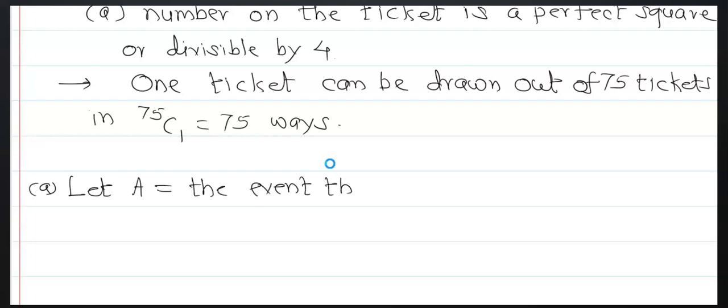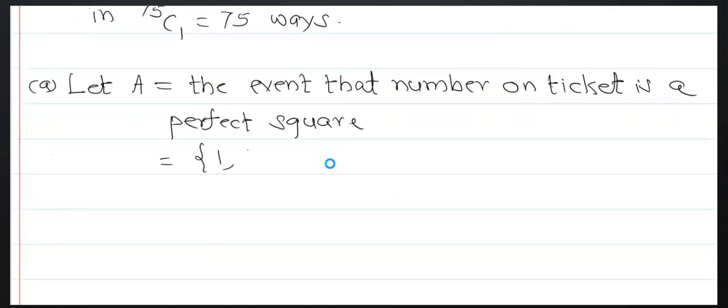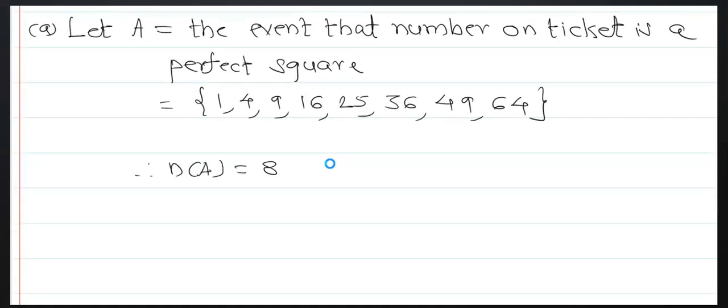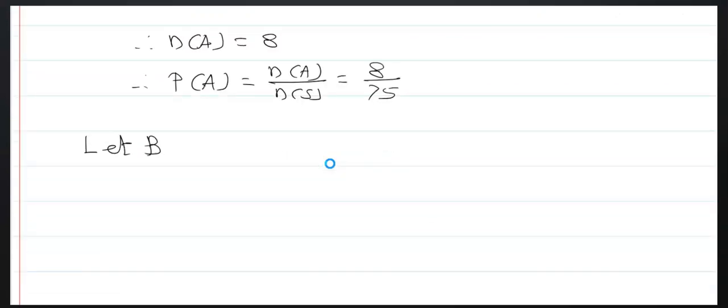Next, let A be the event that the number on the ticket is a perfect square, that is 1, 4, 9, 16, 25, 36, 49, 64. Therefore, n of A is equal to 8. P of A is equal to n of A upon n of S, 8 upon 75.